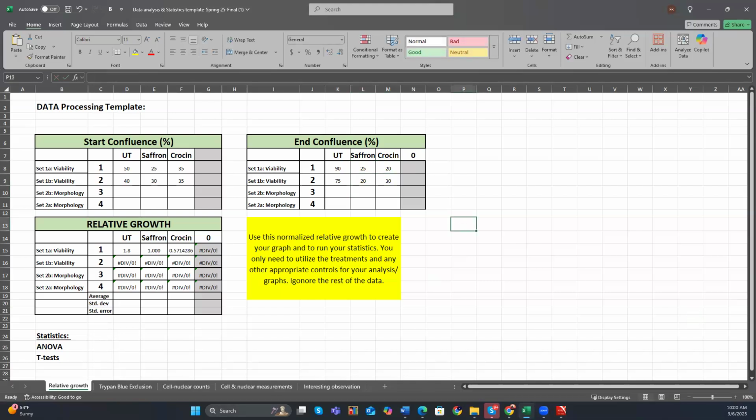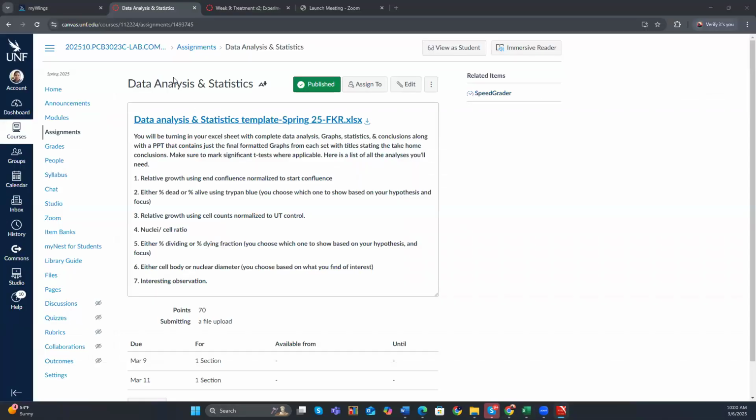Okay. So where you find this spreadsheet is in this assignment, data analysis and statistics. It's a 70-point assignment. It looks like this, and this is the sheet that you're taking out.